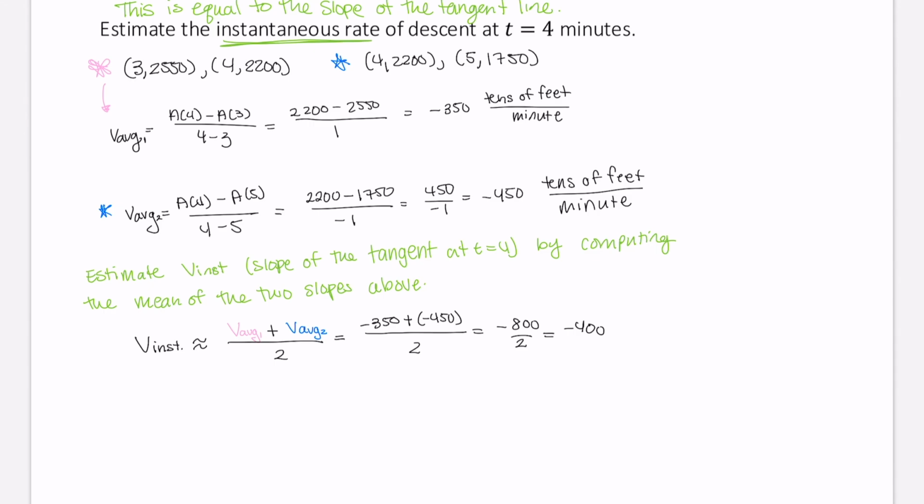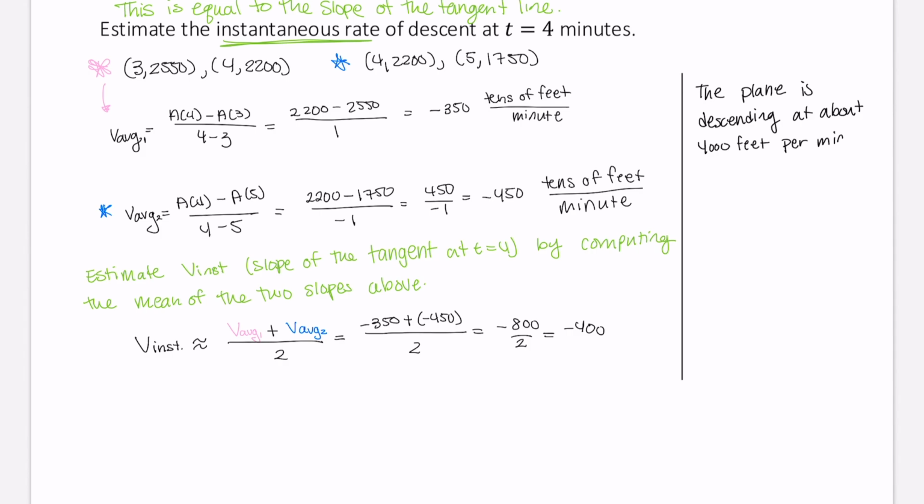Okay, I've made a little bit more space here so I can write out my explanation here on the side. The plane is descending at about 4,000 feet per minute, exactly 4 minutes into descent.